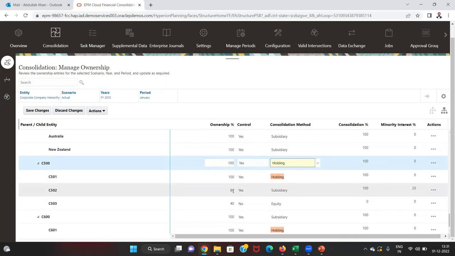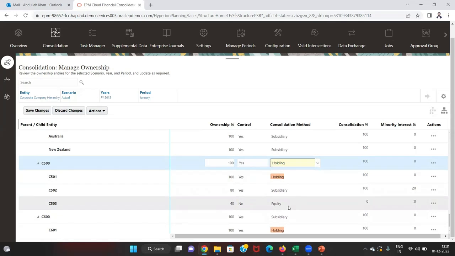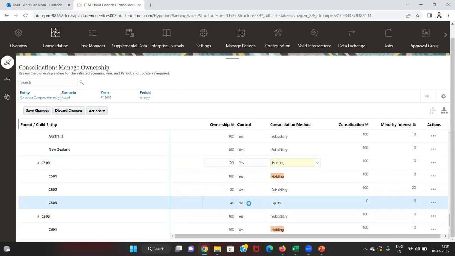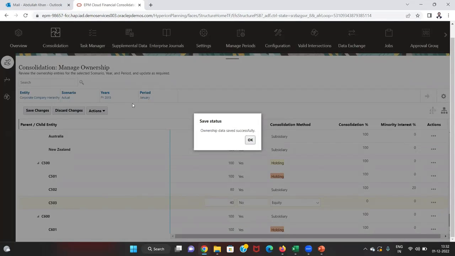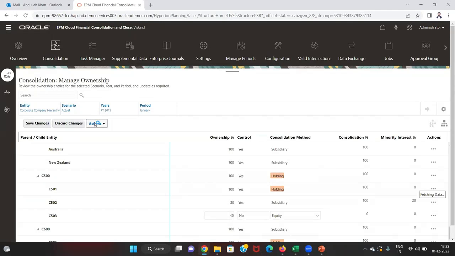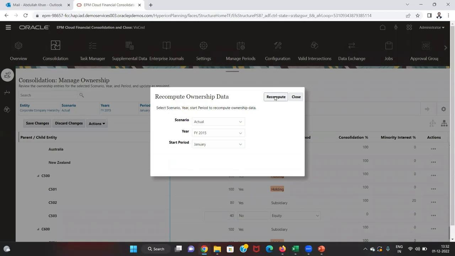C502 is my subsidiary of 80%, and C503 is my equity, that is my associate company, where I have an ownership of 40%. So I'm not having any control. So I'll just click on a no here, which I have already done. And no minority interest would be calculated in this case. In this case, a 20% minority will be calculated. I'll save the changes and recompute the ownership structure once again. I'll select the correct period.